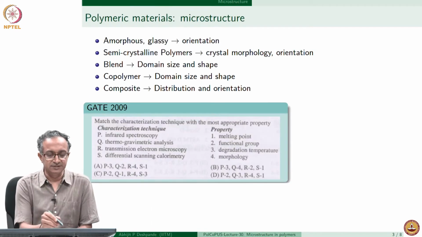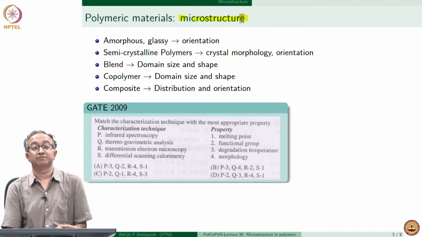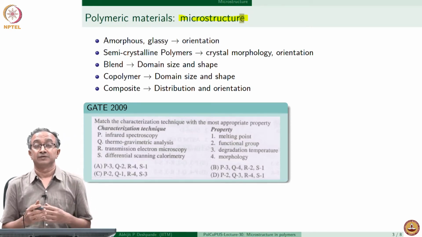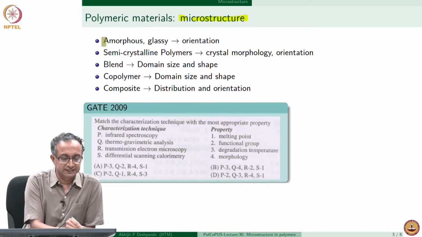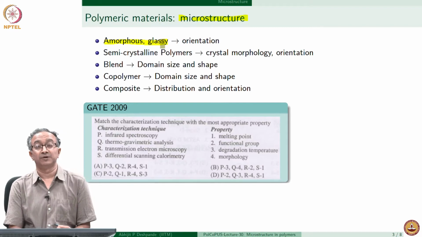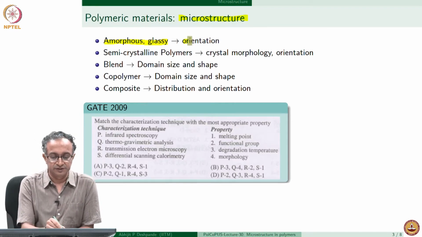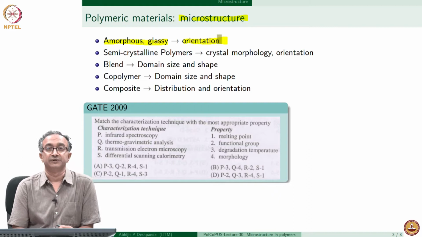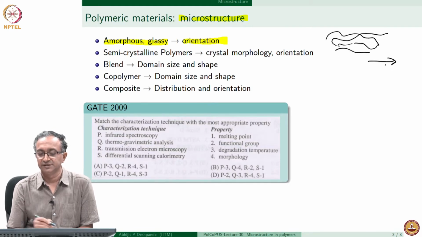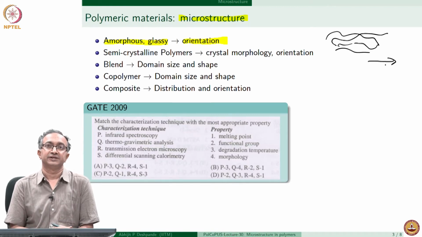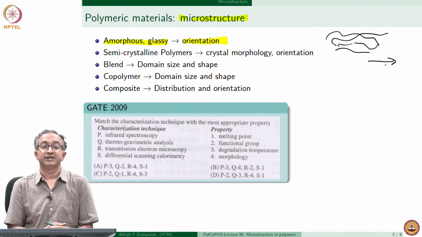So polymeric materials, what is the different set of microstructure or structures at the microscopic scale that are of interest? If we look at, let's say, just the amorphous or glassy polymer, then the chain orientation is what is of interest. For example, if the molecules are oriented towards one direction, and we saw this, that orientation is a very important aspect related to applications of polymeric films.